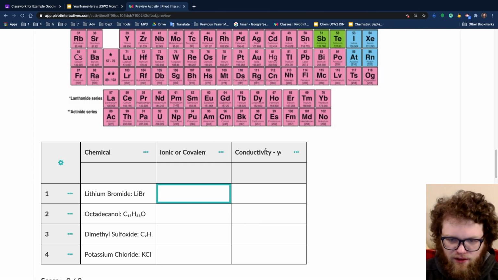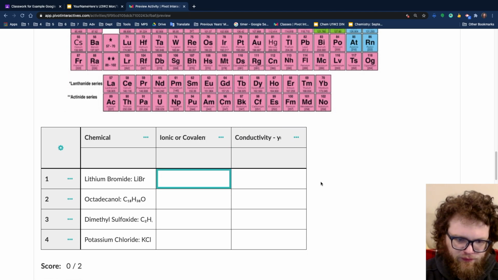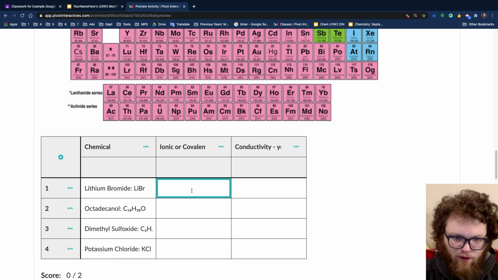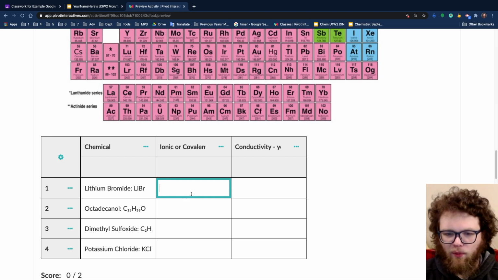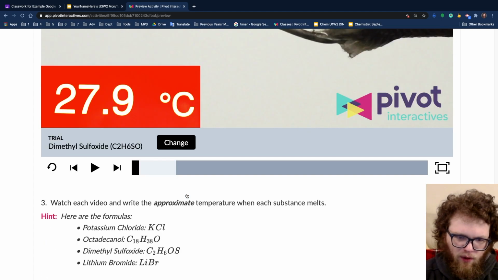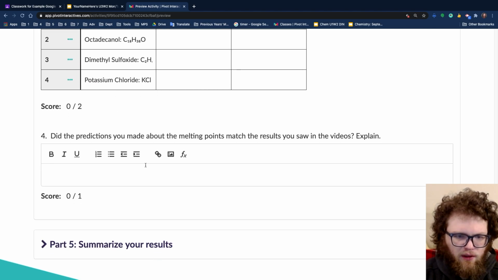And then here it says conductivity. It also says yes or no over there. We're going to talk a lot more about ionic and covalent bonding on Thursday, Friday. This is kind of warming us up for that. And then we'll see the melting points of those things and look for similar patterns. Did the predictions we made about melting points match the results we saw in the video? Explain why.